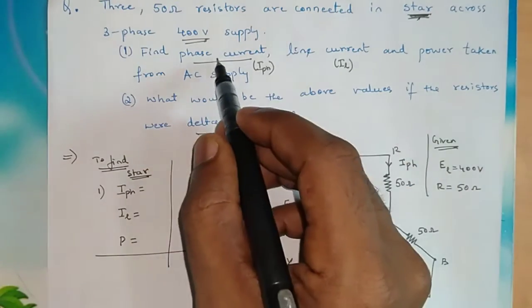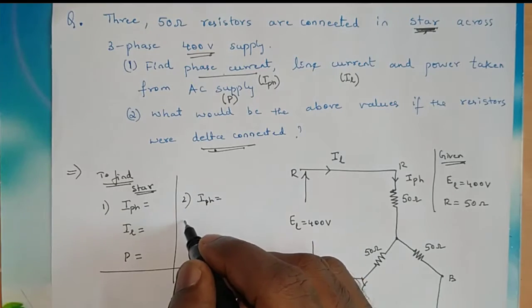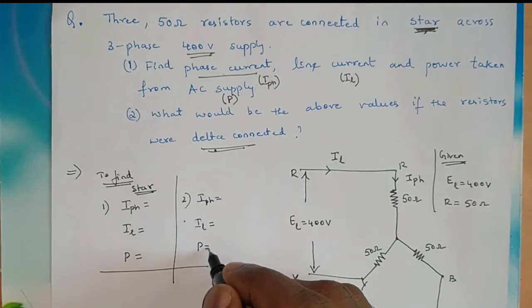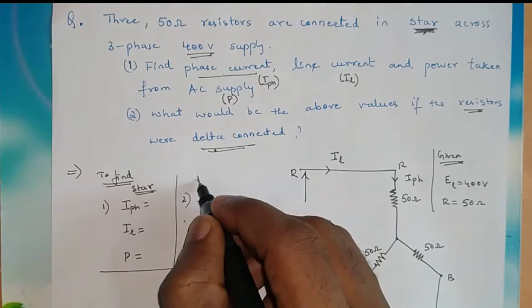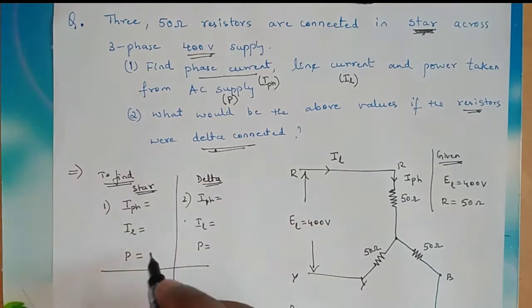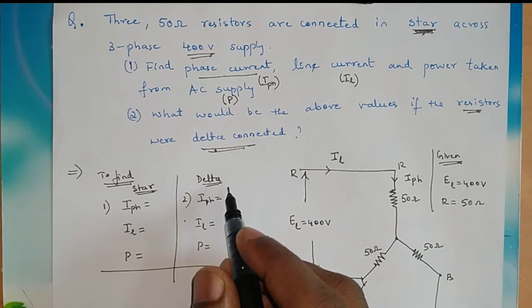Next, they are telling to find the same above values. What would be the above values? It means these three parameters, that is phase current, line current and power, when the resistors are connected in the form of delta. So we are going to find out the same three parameters under star as well as under delta. So that is about the problem.